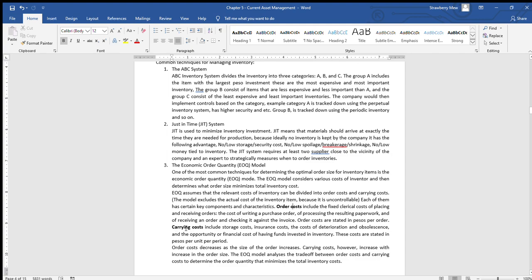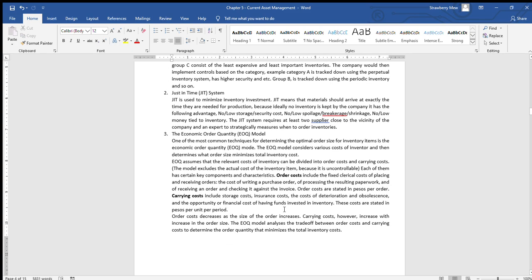While carrying cost naman, this includes your storage cost, insurance ng inventories natin, and the cost of deterioration and obsolescence, and the opportunity or financial cost of having funds invested in inventory. Ang carrying cost naman, it is stated in pesos per unit, per period. Okay, so per period ang carrying cost.